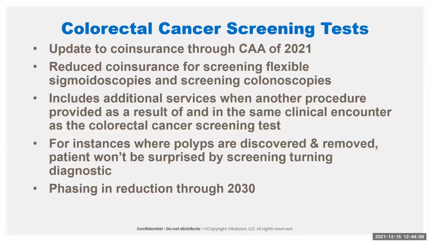So let's say the patient comes in for a screening service, but then another procedure, they decide to go in and take a snare biopsy or something. When that additional service is taking place at the time of the screening test, they feel that the deductible and coinsurance rate should not apply. So they're actually going to phase in the reduction in the coinsurance amount. It'll take a while to get there. But this is basically when they discover polyps and they're taken out, so the patient isn't going to be surprised by that screening test turning into a diagnostic test, kind of to go in with the no surprise billing stuff.